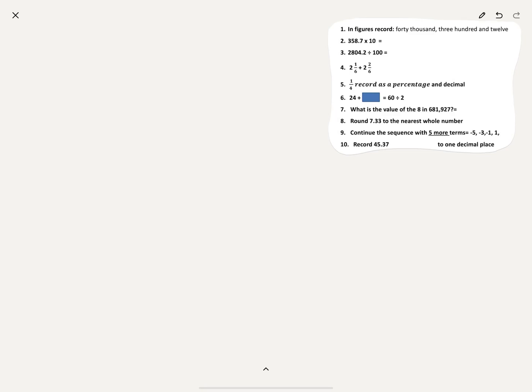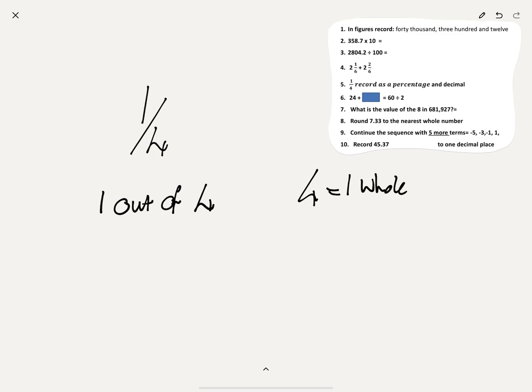1 quarter recorded as a percentage and as a decimal. Okay, so a quarter means 1 out of 4. 4 is the whole. And you've got 1 out of them. Then you're going to take a whole and divide it by 4 to find the percentage, and then you can work the decimal from there. So 100 divided by 4 is 25. So 1 divided by 4 equals 0.25.